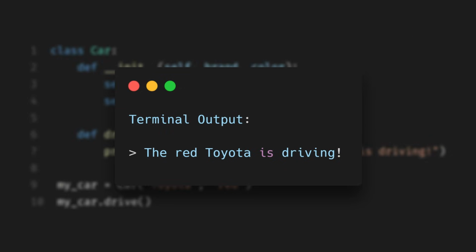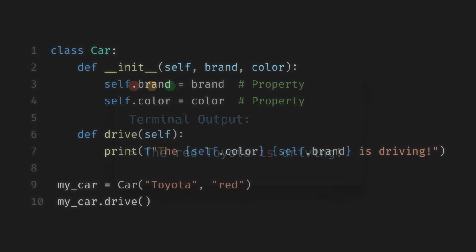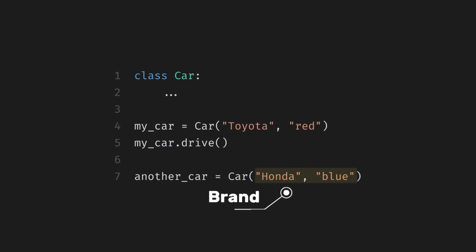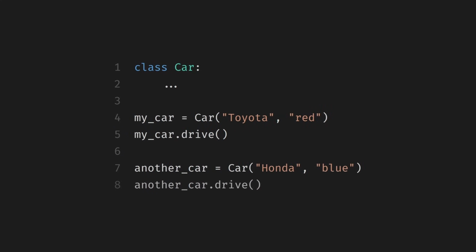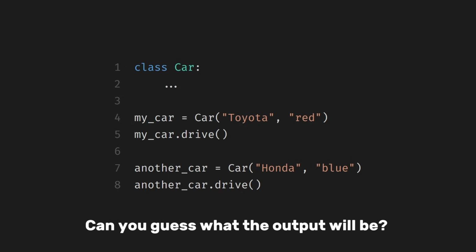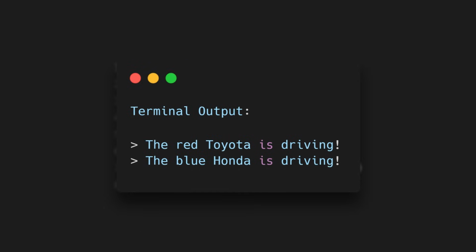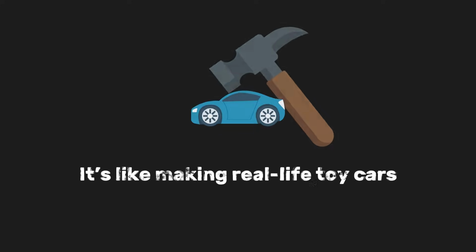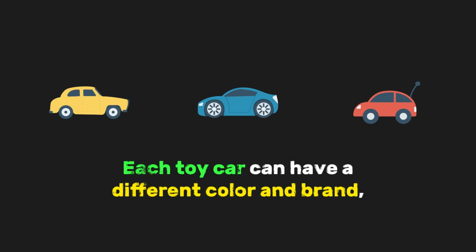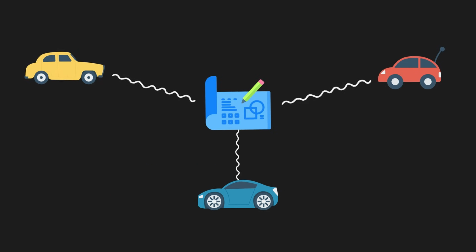Each time we create a new car object, it can have different properties. Let's create another one. Let's say the brand property will be Honda, and the color property will be blue. Then we'll call the drive method again on the new object. Can you guess what the output will be? Yes, it's the blue Honda is driving. It's like making real-life toy cars. Each toy car can have a different color and brand, but they all share the same blueprint.